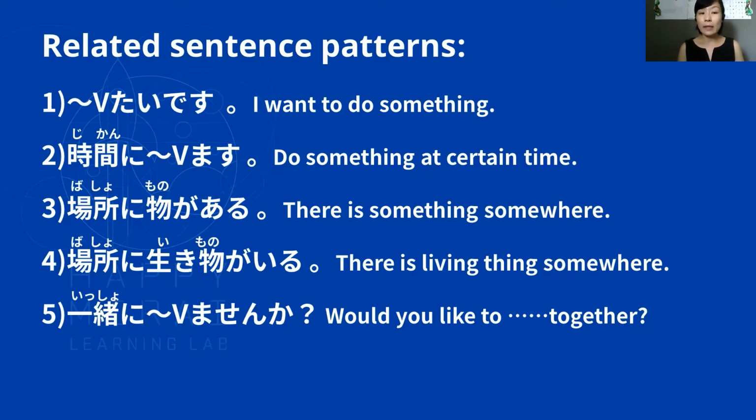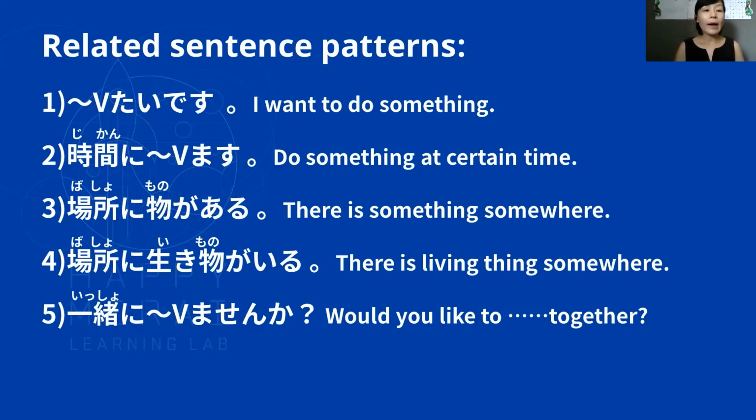Yeah, いいですか? Number three, 場所に物がある. Yeah, there is something somewhere. Yeah, remember, ある, it refers to non-live things. Number four, 場所に生き物がいる. いいですか? So there is live thing somewhere. Yeah, this one referring to human being or animals or, you know, anything with lives.